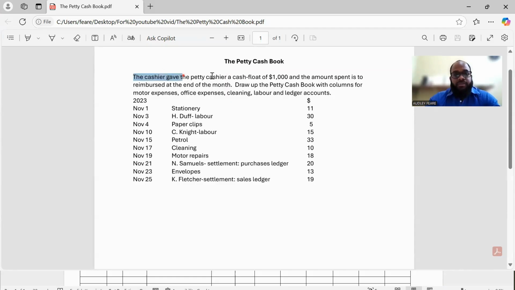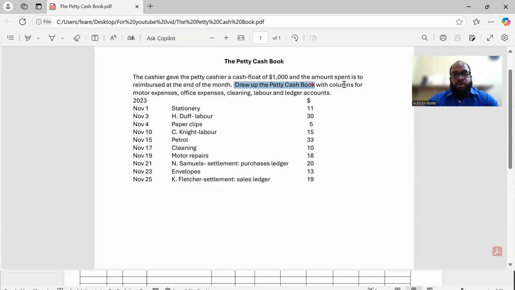The cashier gave the petty cashier a cash float of $1,000. The cash float is the amount of money that is given for the period to cover the basic petty expenses. In this question, the period is the month of November. So $1,000 was given, and the amount spent is to be reimbursed at the end of the month. Reimburse means to give back. So whatever the petty cashier spends from the cash float will be reimbursed at the end of the month.